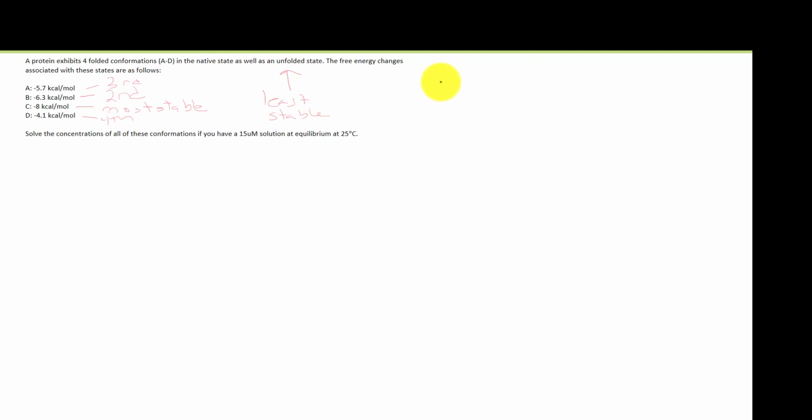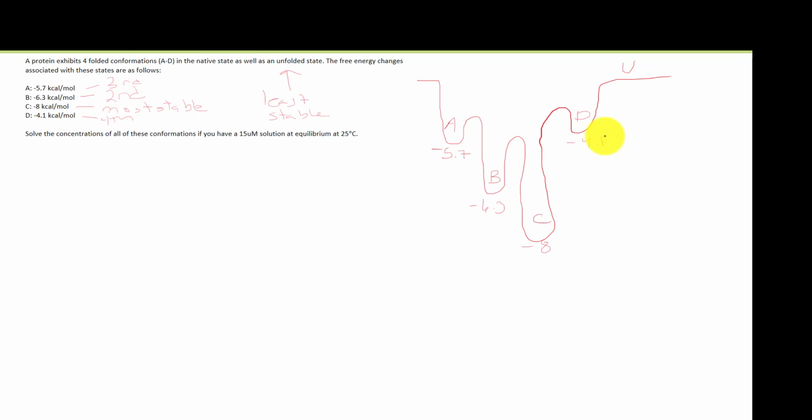So I'm going to draw a little picture here. A is negative 5.7, and then it's going to go down to negative 6.3 for B, down to negative 8 for C, and then back up to negative 4.1 for D, with the unfolded state up here. Our A is at negative 5.7, our B is at negative 6.3, our C is at negative 8, and our D is at negative 4.1 kcal per mole.